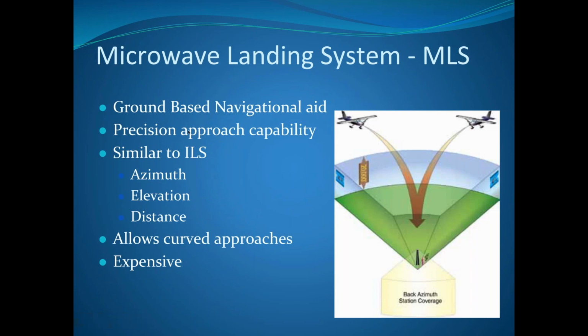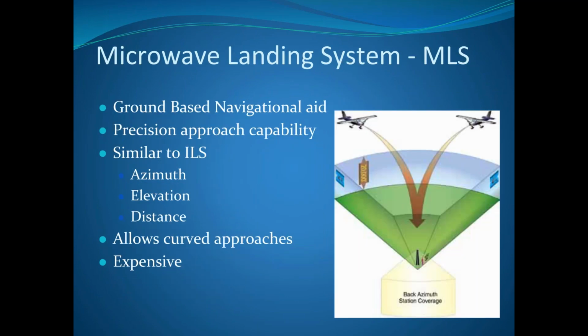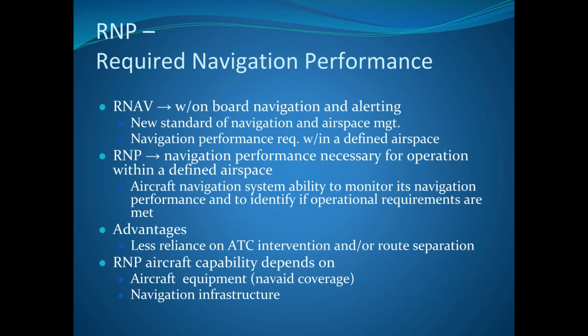Microwave landing system, a ground-based navigational aid. It provides precision approach capability, and it's similar to an ILS. So it provides azimuth, elevation, and distance, and it allows for those circle approaches or arc approaches. So extremely expensive. Basically, the more complex and the more precise the equipment gets, the more expensive it costs.